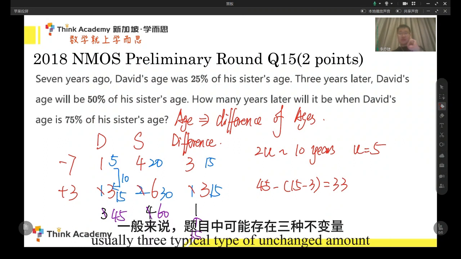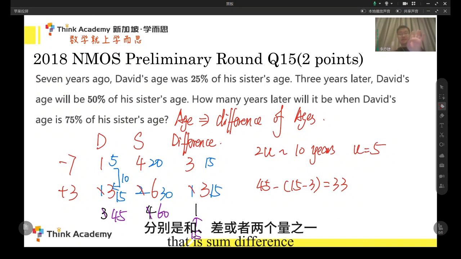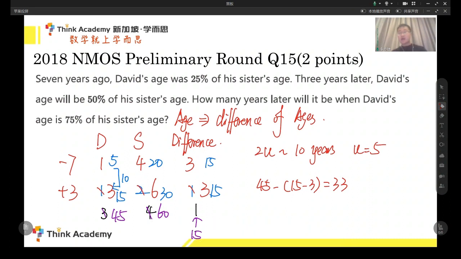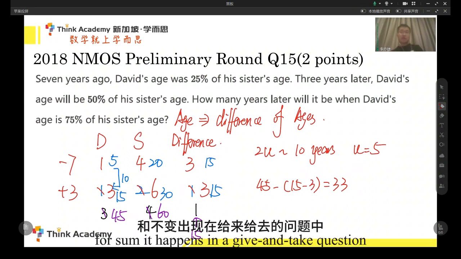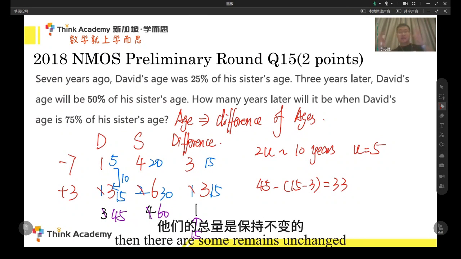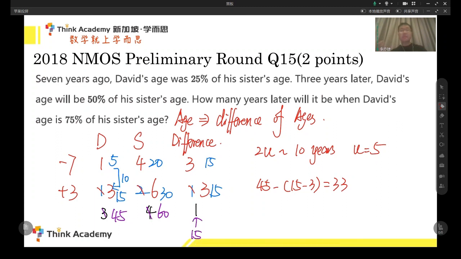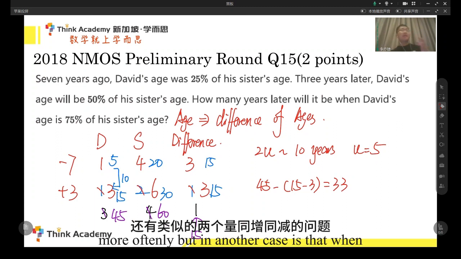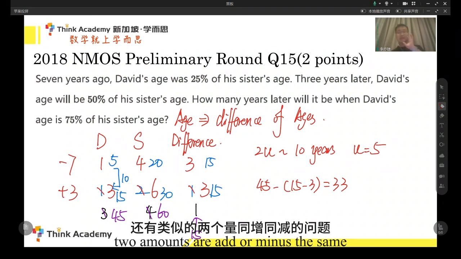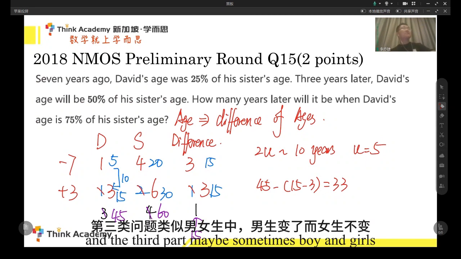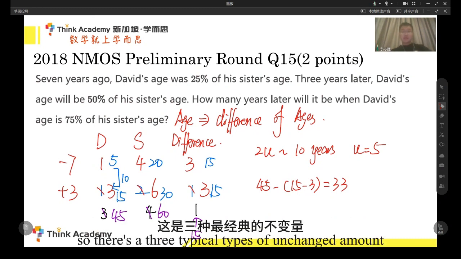There are usually 3 typical types of unchanged amount. That is sum, difference, or a certain one of the 2 amounts, right? The sum happens in give and take questions. One gives something to another, then their sum remains unchanged. The second one, the difference, is more often in age problems, but also in other cases when 2 amounts add or subtract the same value. And the third, maybe sometimes boys and girls: boys increase or decrease, but the girls remain unchanged. So these are 3 typical types of unchanged amount.